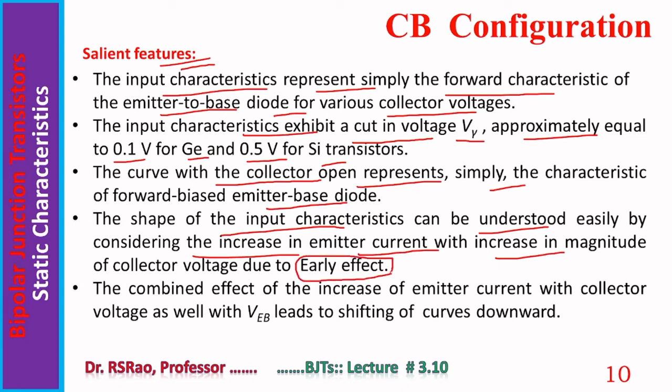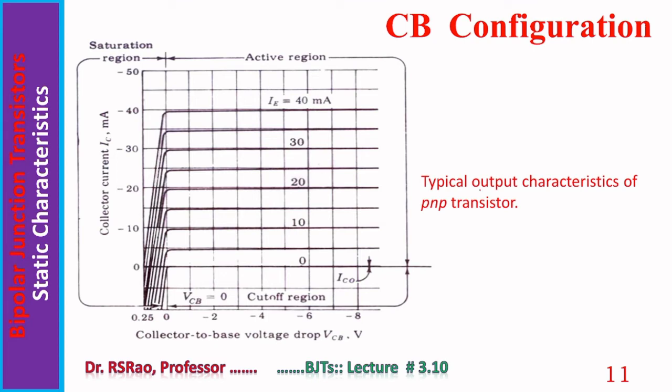So the point is to understand these curves, two things are required. One is forward biased diode characteristic. Second one is early effect. These two together give us complete information regarding the input characteristics. The combined effect of increase of emitter current with the collector voltage as well as with VEB leads to shifting of curves downward.